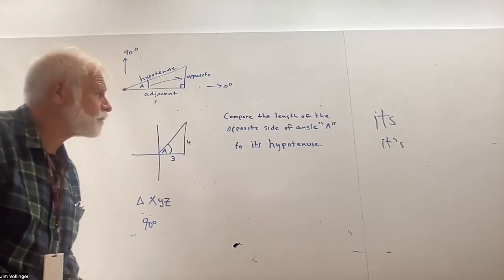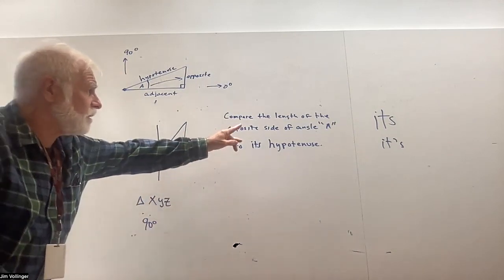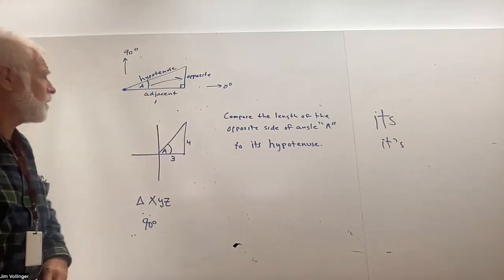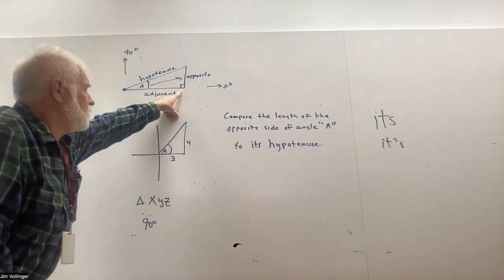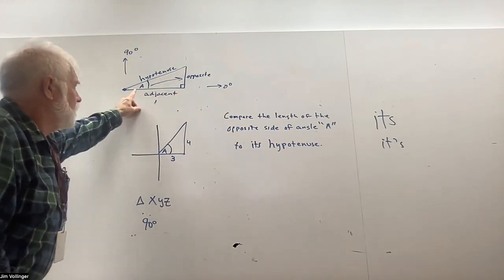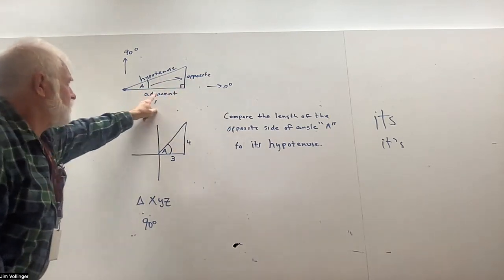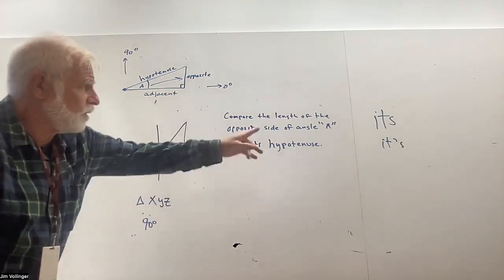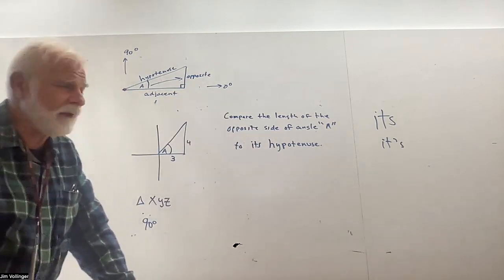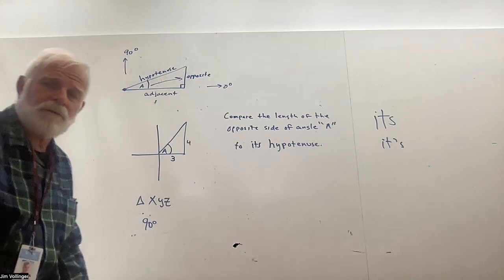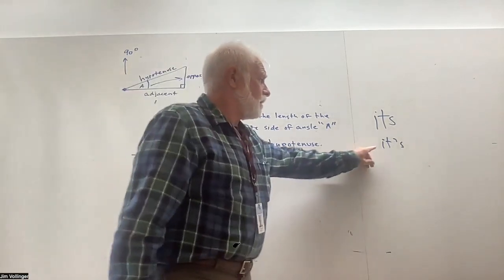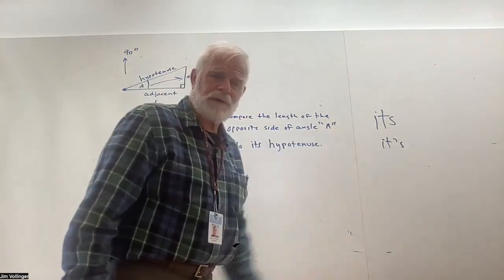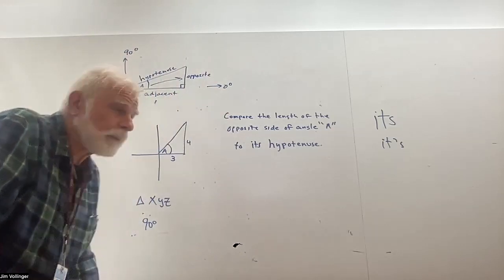So let's begin. I want you to compare the length of the opposite side of an angle A to its hypotenuse. And I've got a little diagram up here. Here's angle A, 90 degrees, longest side, the hypotenuse. That's the side opposite to angle A, and that's the side referred to as the adjacent side next to angle A. And I put the words "its" and "it's" on the side because I hope that everybody knows the difference when you're writing papers. This one is "it is," okay, and "its" hypotenuse doesn't have the apostrophe. I just thought I'd mention that.